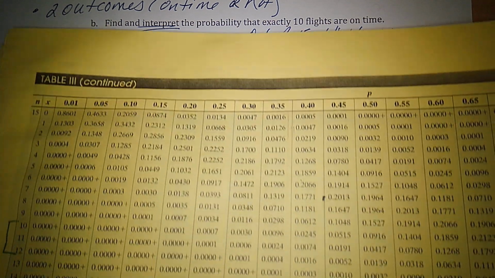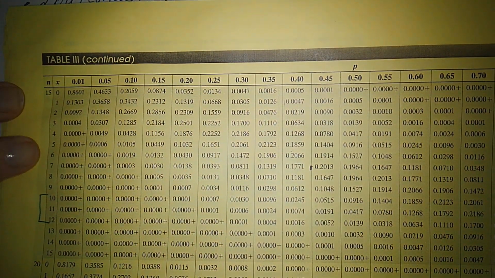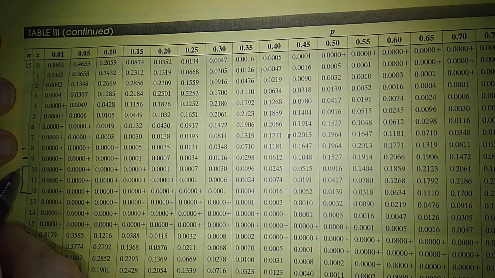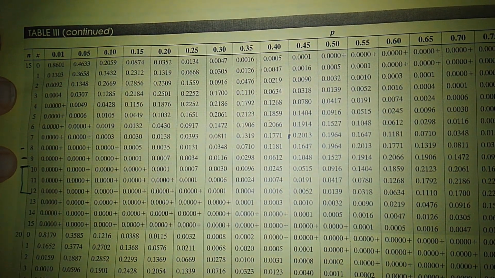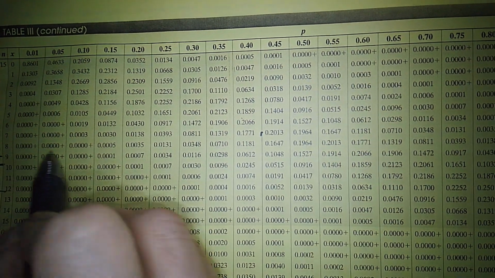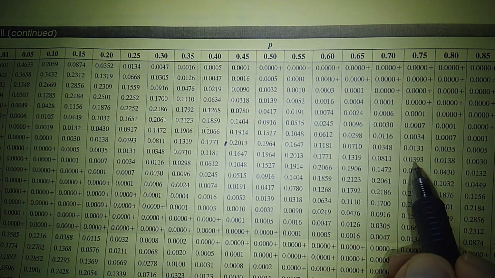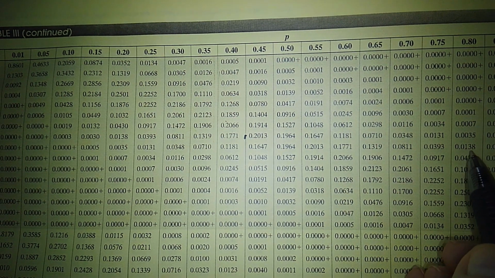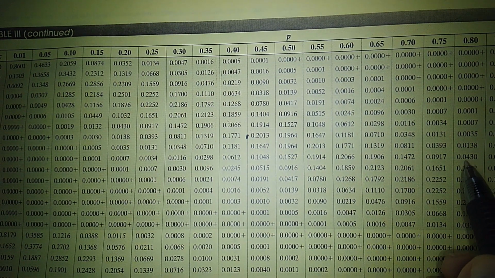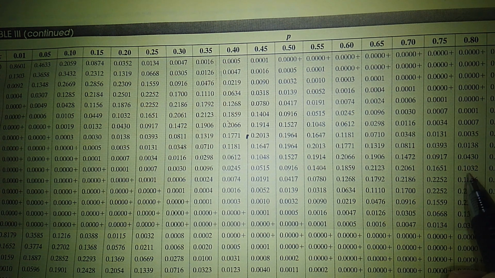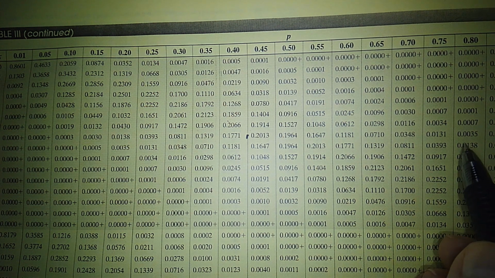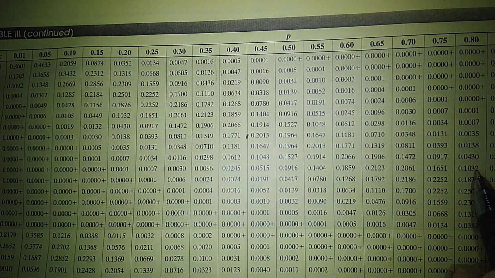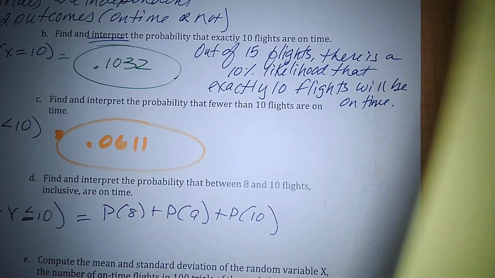So I'm going to go to Table 3 and find each of the individual probabilities. So when n is 15 in Table 3, I want to find the probability of being 8, 9, and 10 and add those three together. But make sure we find the 80% likelihood of success, which is over here. So we're going to add together 0.0138, 0.0430, and 0.1032. So we're going to add these three numbers together. And when you add those three numbers together, you're going to get 0.16.